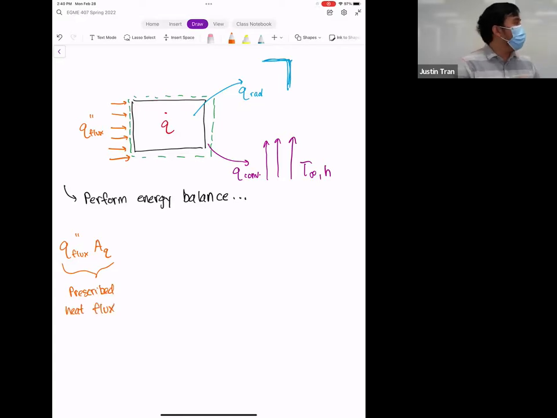And the reason I'm multiplying by area is I want all the terms in this expression to have units of heat transfer rate. In other words, I want everything to have units of watts.